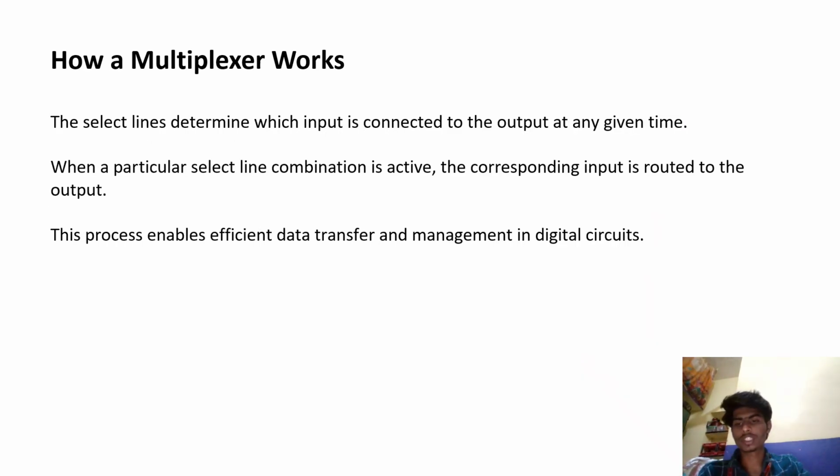Now we are going to discuss how a multiplexer works. The select line determines which input is connected to the output at any given time. When a particular select line combination is active, the corresponding input is passed to the output. This process enables efficient data transfer and management in digital circuits.